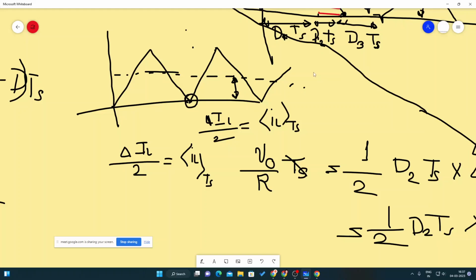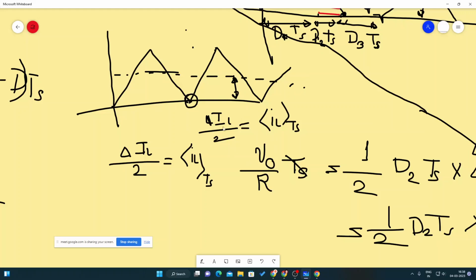Now this we are equating to the area under the average current for TS, that is I0 into TS. From that we are calculating ILB, that boundary current. Sir, my doubt that I asked previously also: why is this condition of equating the area under the average current for TS and the area under the inductor current for TS valid only at the boundary, not at the other values?